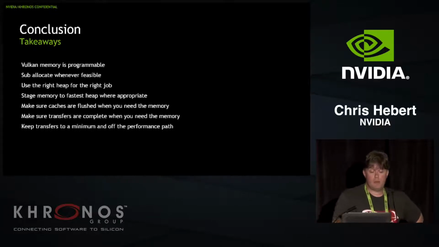So our conclusion takeaways: our Vulkan memory is programmable, sub-allocate whenever feasible, use the right heap for the right job, stage memory to the fastest heap where appropriate, make sure caches are flushed when you need the memory, make sure transfers are complete when you need the memory, and keep transfers to a minimum and off the performance path.